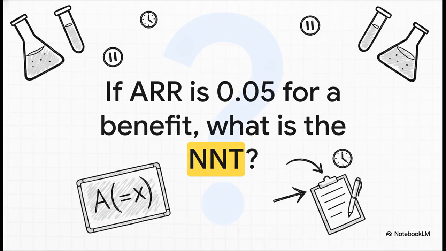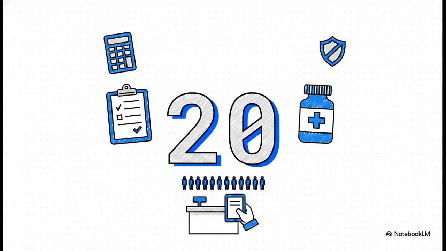Let's test this out. Go ahead and pause the explainer again. Plug our previous ARR decimal of 0.05 into the NNT formula. What is the number needed to treat? Did you get it? The answer is 20 patients. 1 divided by 0.05 equals 20.